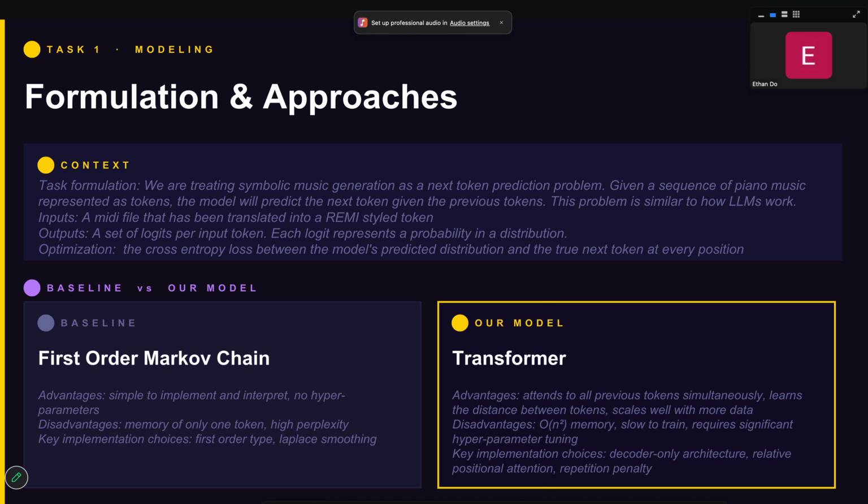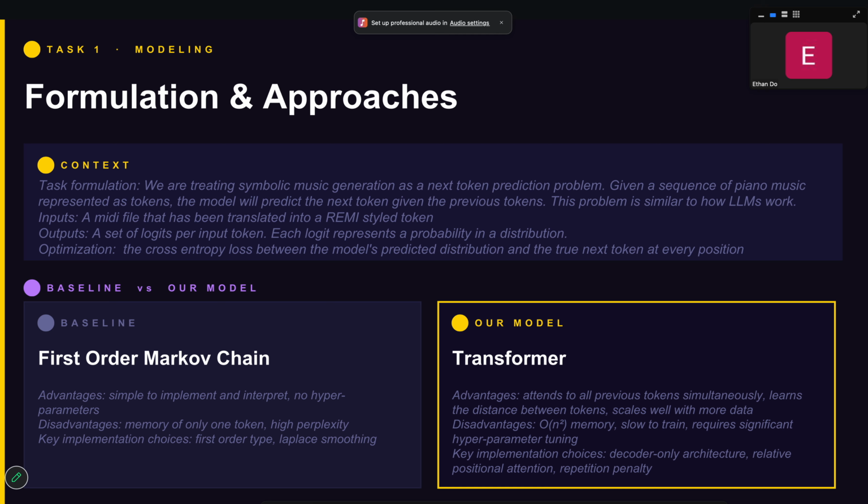And then our model is going to be a transformer. It attends to all the previous tokens in a 512 context window, and it also learns the distance between tokens using relative attention. It also scales more with data, and this works for us since we have 10,000 files in the Giant MIDI dataset. Some disadvantages are that it uses O of n squared memory. It's also very slow to train, and it requires a lot of hyperparameter tuning.